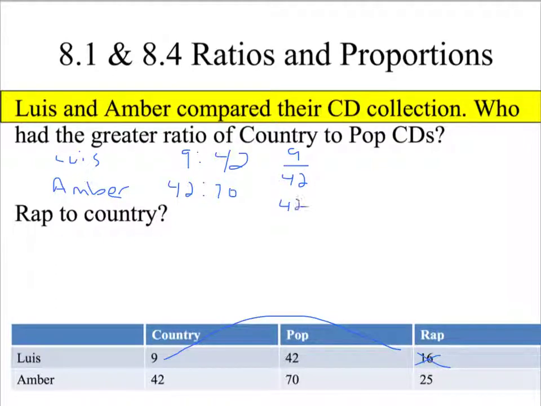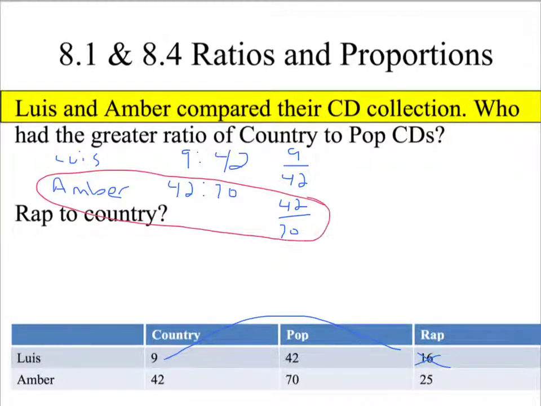Now the question is, which one is going to be greater? Remember how we can find which one is greater? You find out which one has the bigger fraction. So if you put it into decimal form, which one is greater? Fractions, ratios. You're going to see a lot of fractions when we're talking about ratios and proportions. So essentially, which one is bigger, 9 over 42 or 42 over 70? Which one is it? Ding, ding, ding.